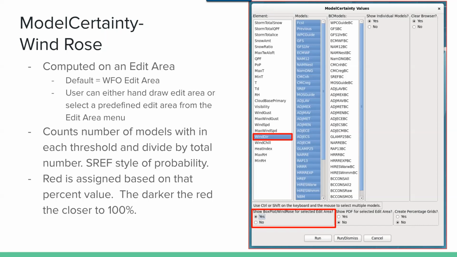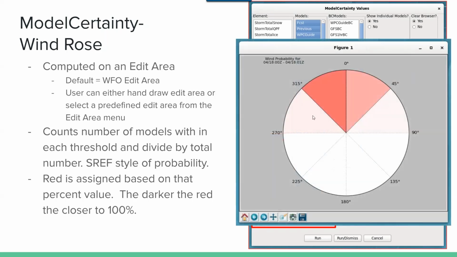And then once again, you do the show box plot, and then you hit run, and it will bring up this windrose. And this windrose will show, it's basically SREF style. So it's counting up all of the different models for that certain time range and doing a threshold and figuring out where that model is saying for this edit area the wind direction is out of. And the darker the red, the higher the percentage of models are.